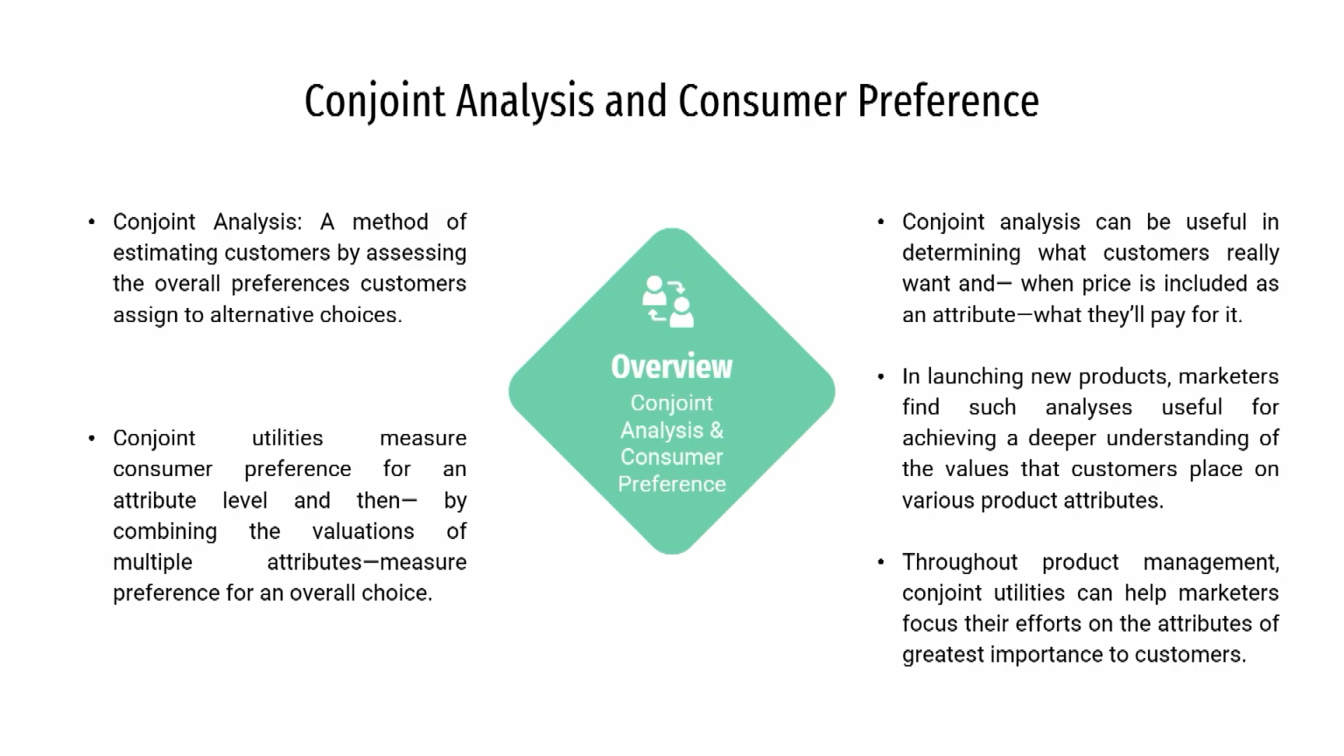Conjoint analysis can be useful in determining what customers really want and, when price is included as an attribute, what they will pay for. So, two things can be derived at the same time: one is what they are expecting to get, what is their want, and the other is what they are ready to sacrifice, that is, the amount that they are going to pay. Conjoint utilities measure the consumer's preferences for an attribute level, and then by combining the valuations of multiple attributes, measure preference for an overall choice.